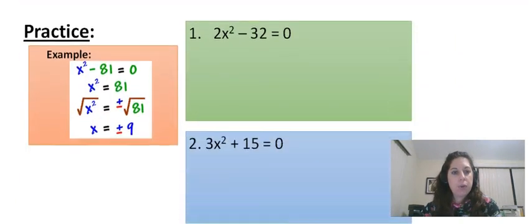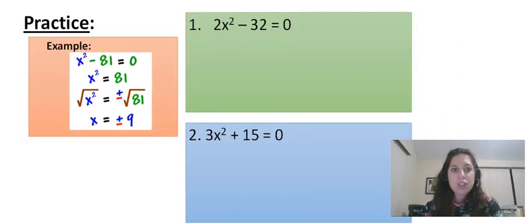So let's do a few examples here. 2x squared minus 32 equals 0.